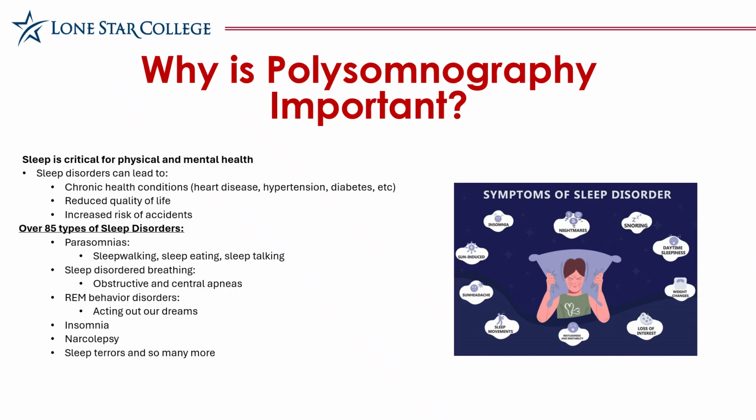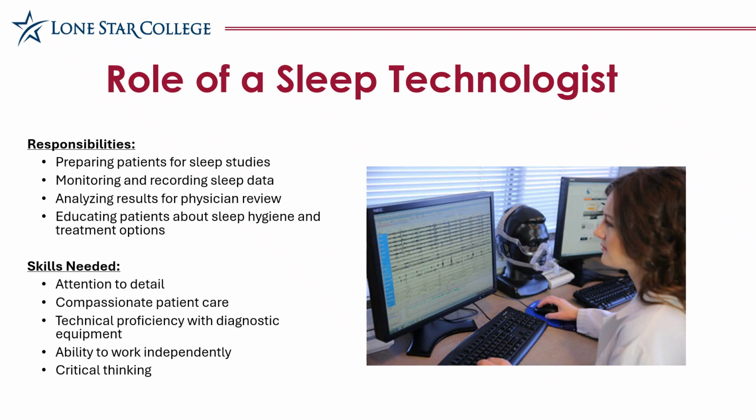And so currently there are over 85 types of sleep disorders, and they're broken up into kind of 6 categories. And so this is something you will also learn. Not all of these need an in-lab study. Some of these can be diagnosed through just the physician talking with the patient and seeing kind of what their symptoms are. But there are a lot of different sleep disorders that a patient could potentially have.